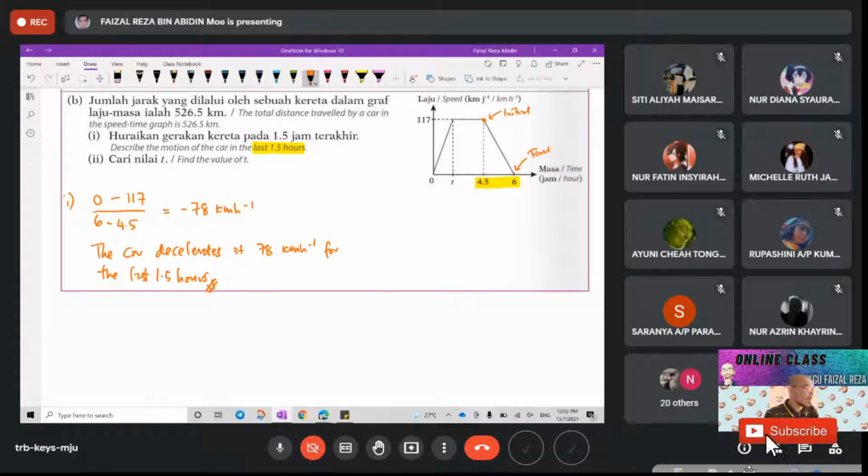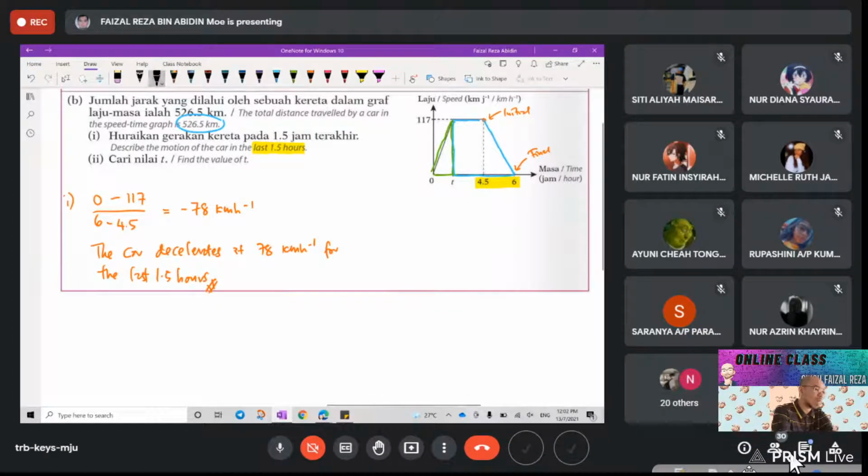Okay, that's how you are going to describe the motion of the car. Okay, next for number 2, find the value of t. Where is our t? There. So we are going to find the total area under the graph, which is going to be equal to our distance already given here, 6.5. So straight away I think I'm not going to take my trapezium. Why? Because our t is the first one there. So I'm going to take this one as my triangle. The second one, I'm going to take as my trapezium there.